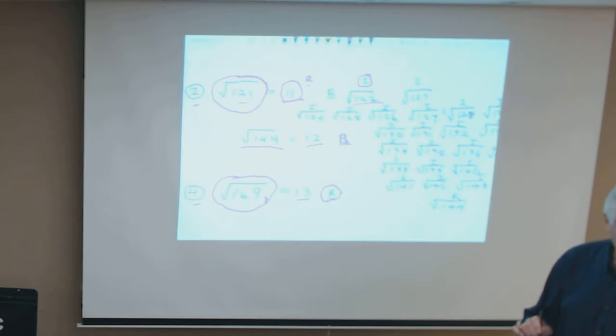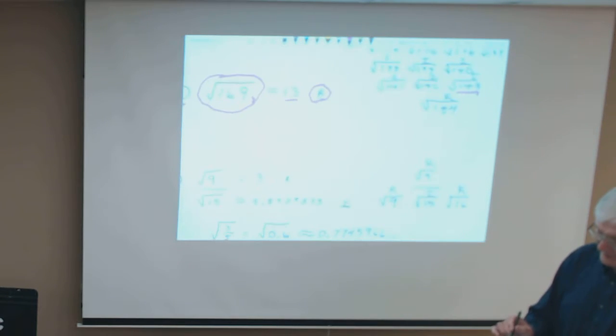If you do 123, same thing. That's irrational. The square root of 122 is irrational. The square root of 123 is irrational. The square root of 124 is irrational. The square root of 125 is irrational. Have you figured out what's going to happen? All the numbers between the square root of 121 and the square root of 144 are irrational numbers. The square root of 143 is irrational.